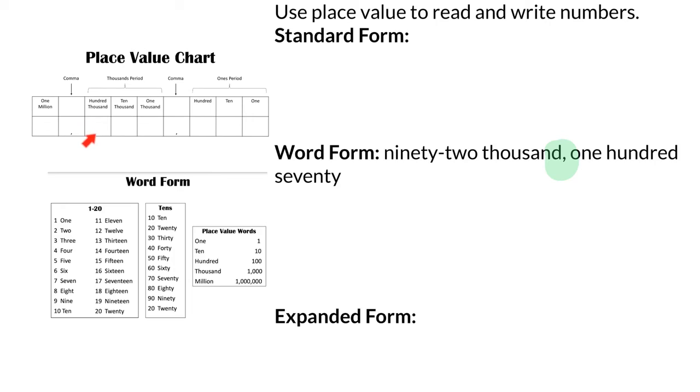So do we have any 100,000s? No. Do we have any 10,000s? We have 90, or we can write 9 10,000s. Do we have any 1,000s? Yeah, we have 2 of them. Let's not forget our comma. And then how many hundreds do we have? We have 100, and then we have 70, or 7 tens, and no ones. Well, looks like my standard form is finished.